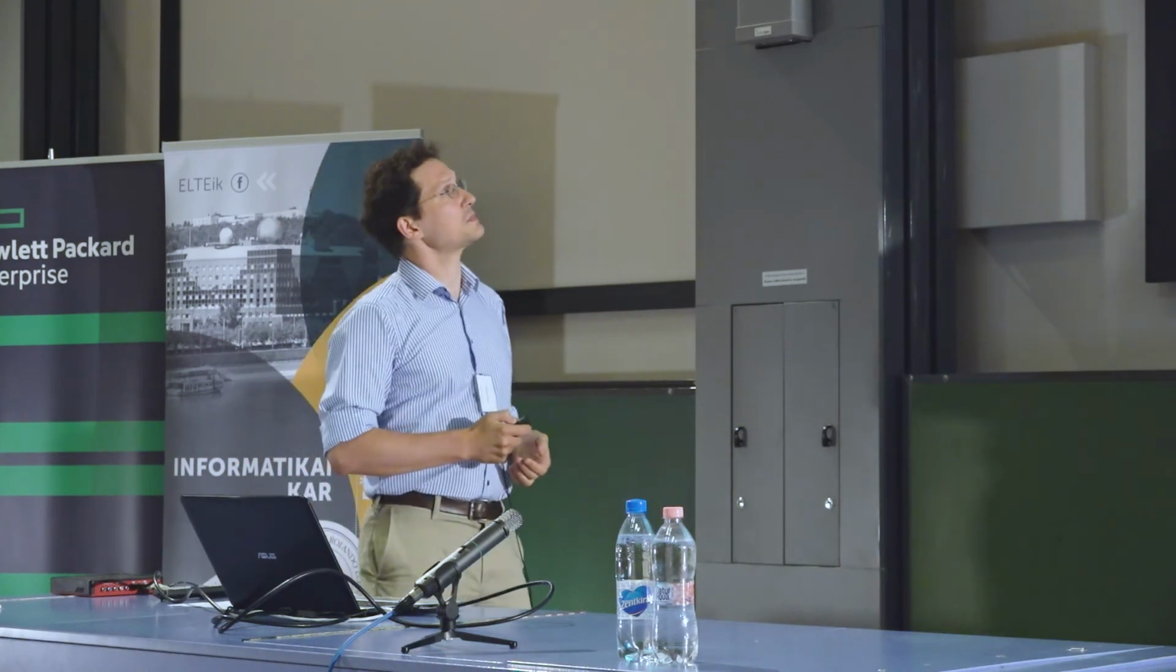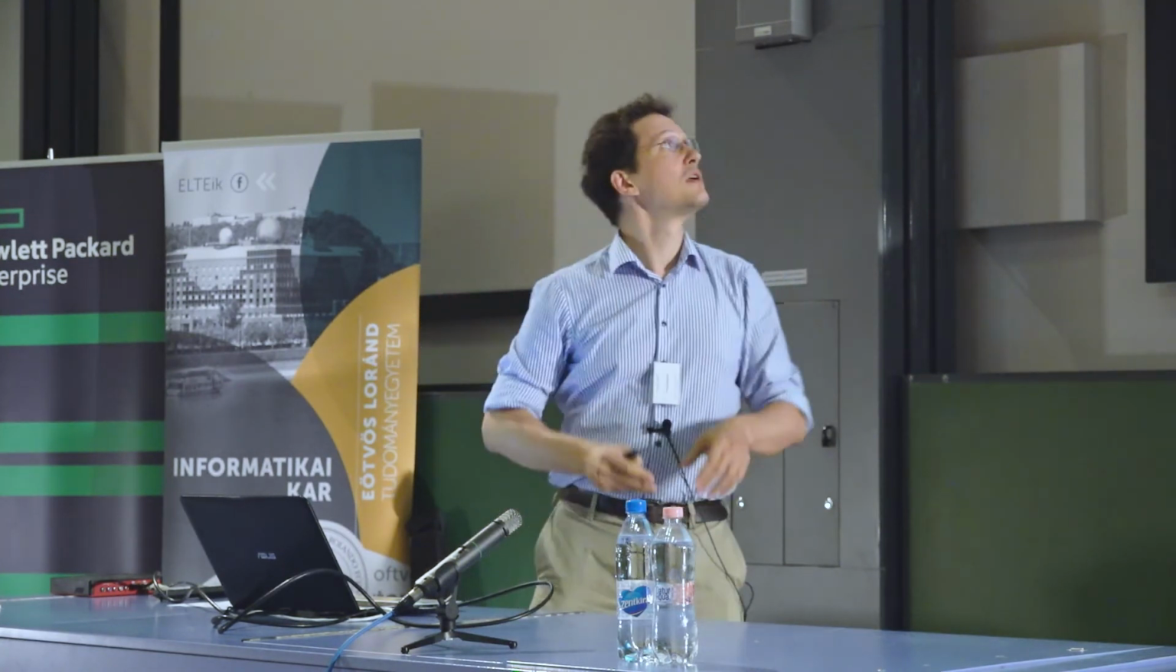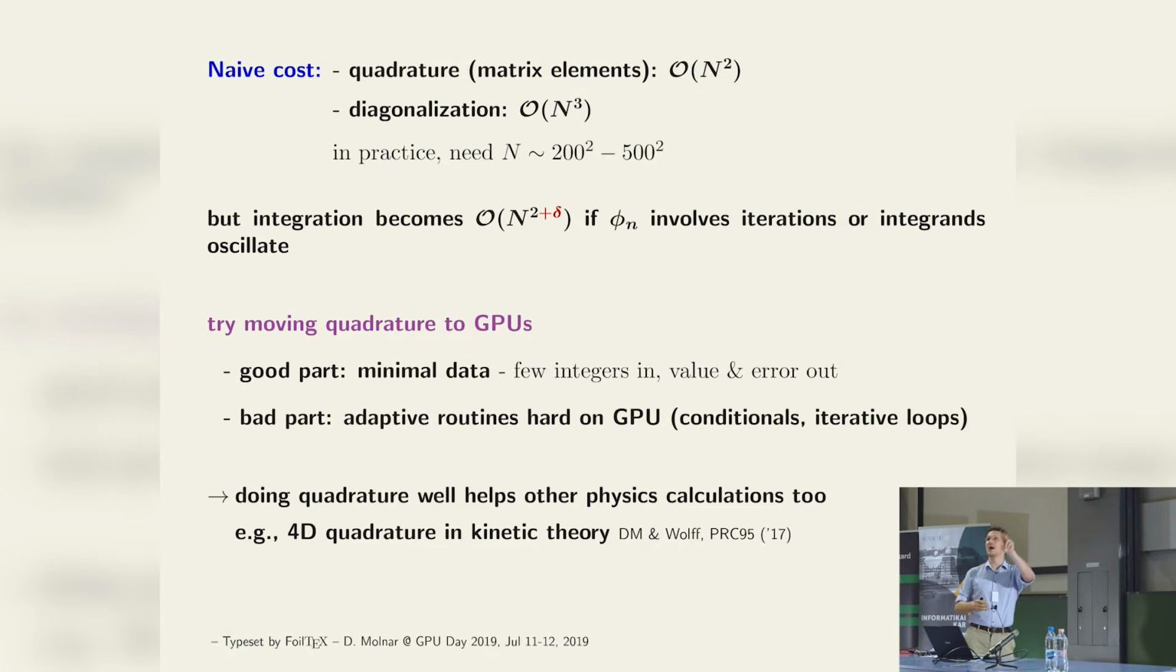Okay, so I basically put the matrix element calculations onto GPU, which is in some sense a good problem for GPU. There's really little data. You send a bunch of integers, and then you get back two real numbers, the value of the integral and the error estimate. So that's really nice, but there is a bad part.